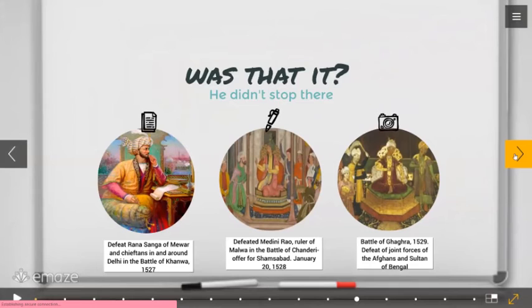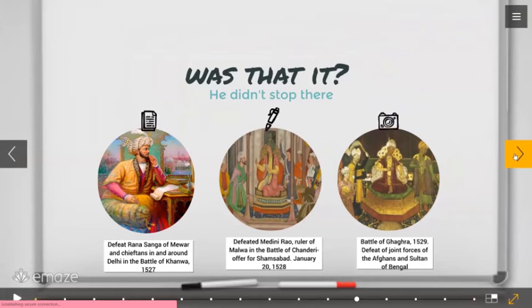So this was a question I already asked you, but let's go back to it again. Was that it? After the Battle of Panipat, did everything end? No, he didn't stop there. He went on. There were a few more battles before his death. He actually died very quickly. In 1530, he died.